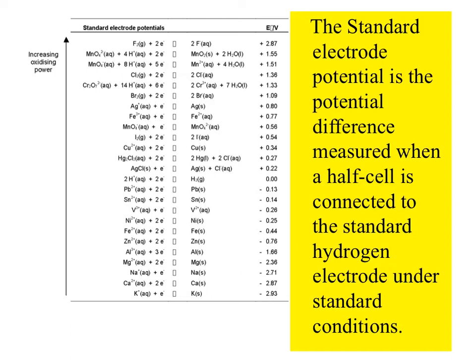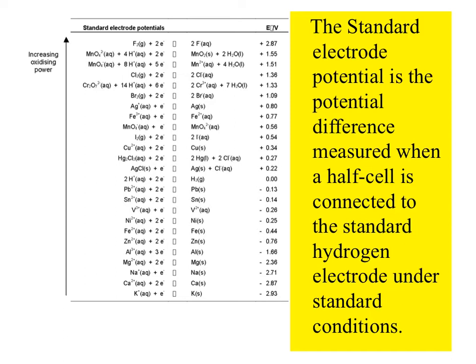So we have got to take the half cell that we are concerned with. We've got to join it to this standard hydrogen electrode so that we can get a reading for the standard electrode potential. Now, on the screen now, we've got the electrochemical series, and it's just a reminder from last day. The standard electrode potential is the potential difference measured when any half cell is connected to the standard hydrogen electrode under standard conditions. And we talked a bit about these electrode potentials last day.